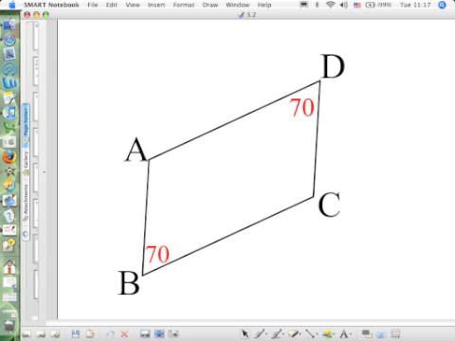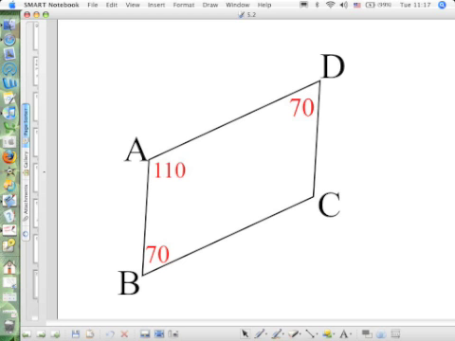Very good. We don't know that the other pair of opposite angles are congruent to each other. So no, we do not have enough information to prove that this is a parallelogram. Yes, we can. Sam, think it through and tell me why.